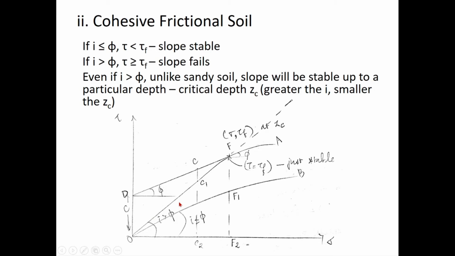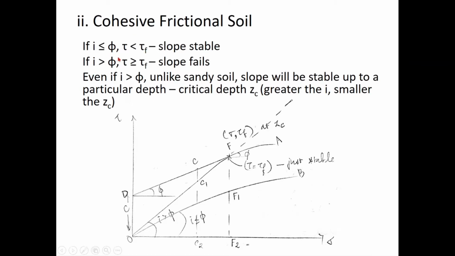You can see that the slope is still stable up to a particular depth, which is marked by the point F. At the point F, my tau meets tau f, isn't it? So up to a particular depth the slope can still be safe, even if your i is greater than phi, correct? Why? Because the soil is a c-phi soil and there is some cohesion to hold the slope in place. Phi is not the only strength providing parameter for that soil, because it also has a cohesion parameter, isn't it?